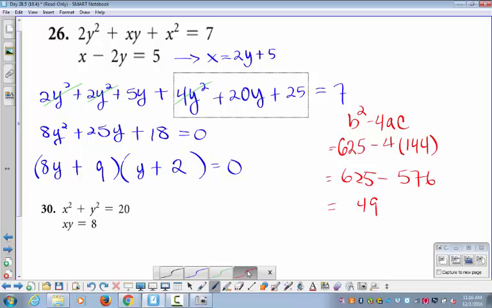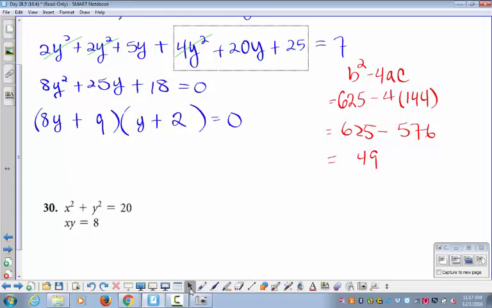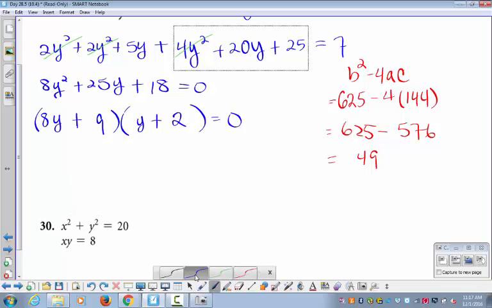Does everybody know that? So if you start trying to factor and all of a sudden you think, maybe it's not factorable, check the discriminant. Discriminant has to be a perfect square if it's factorable. Must be a perfect square. All right, cool. This tells us that y is negative 9/8 or negative 2.